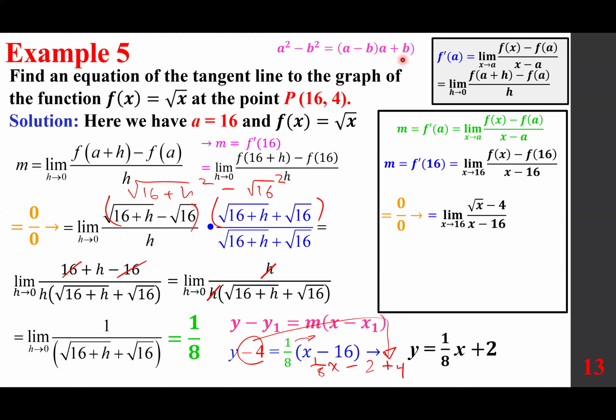a minus b, the conjugate is a plus b. So square root of x plus 4. Put it here. Also at the bottom. Again, this fraction must be 1. So first, what happens to the bottom? Nothing. You keep it as a product because x approaches 16, x minus 16 approaches 0, and that's a problem you want to get rid of. What happens to the top?